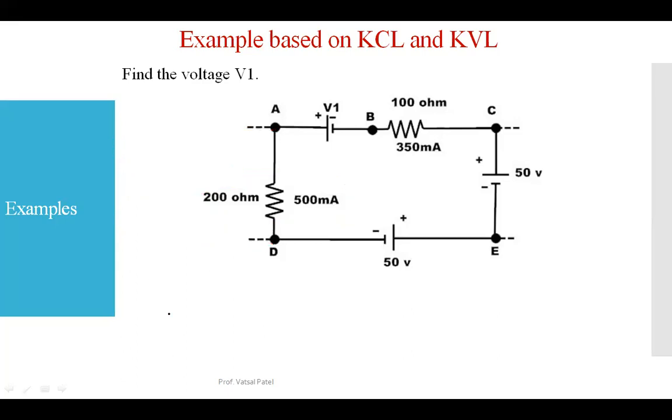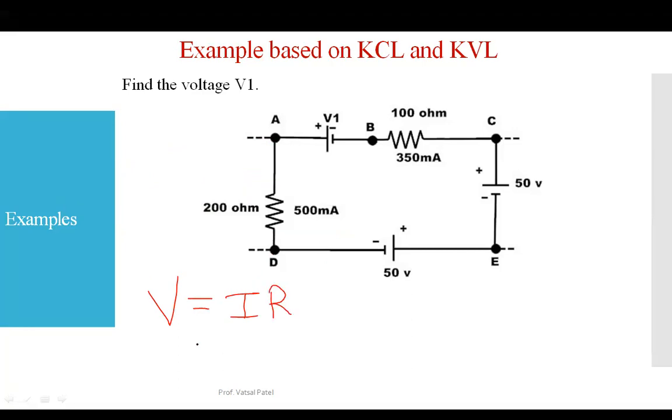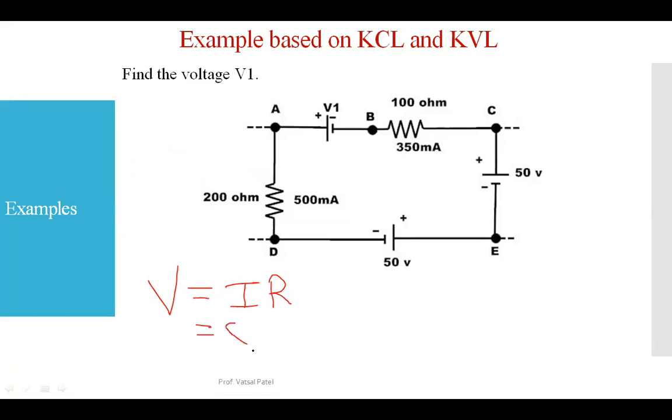So if we write here the voltage across the 200 ohm resistance, V is equal to I into R. So what is the current flowing through that resistance? It is 500 multiplied by 10 to minus 3, multiplied by 200. So what is the value you are getting here?